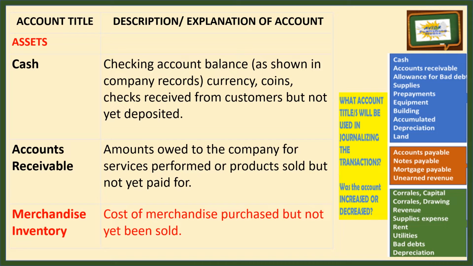Next item will be accounts receivable. Accounts receivable are amounts owed to the company for services performed or products sold but not yet paid for. So if you have sold goods or performed services but you did not receive any payment for that service, then instead of recording it as a cash transaction, you record it as an account transaction. That's why you have accounts receivable.